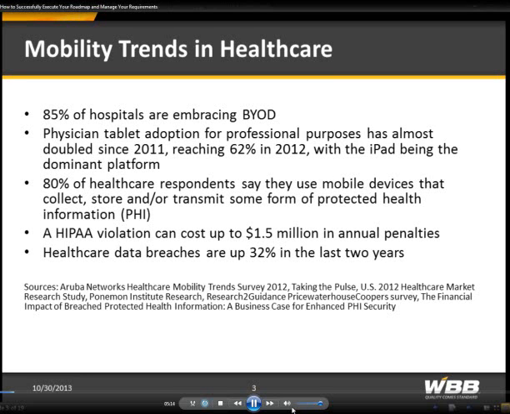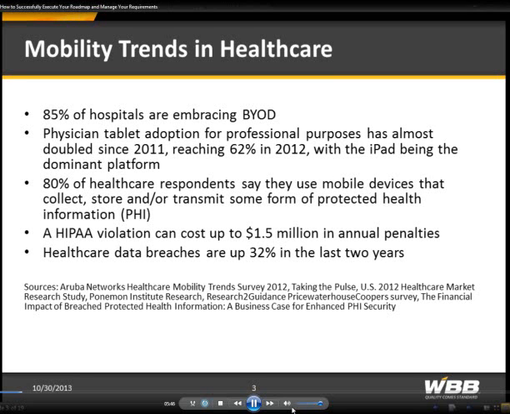I have some stats and some data from Kaiser Permanente that I will share later, a good case study. Physician tablet adoption for professional purposes has almost doubled since 2011, and they've reached about 62% in 2012. And of course, with the largest amount of tablets being sold, iPads are the ideal dominant mobile platform being used by physician professionals.